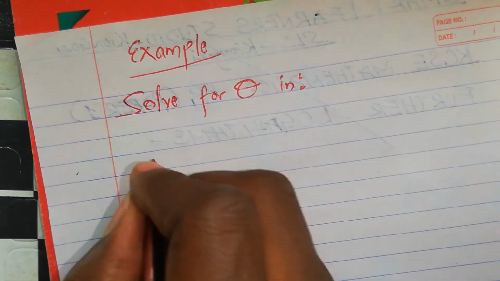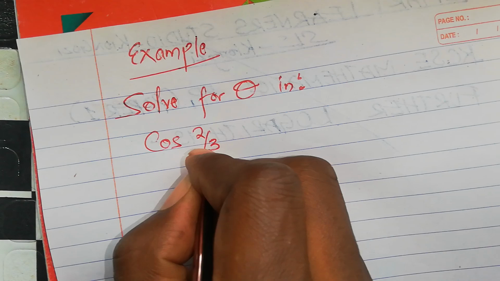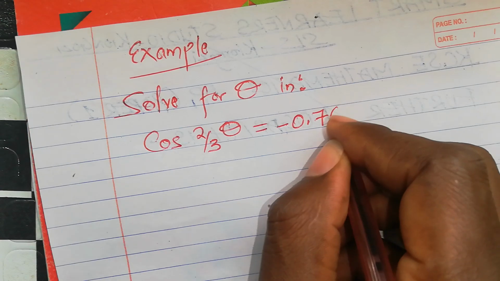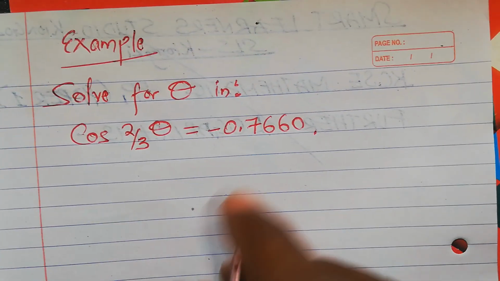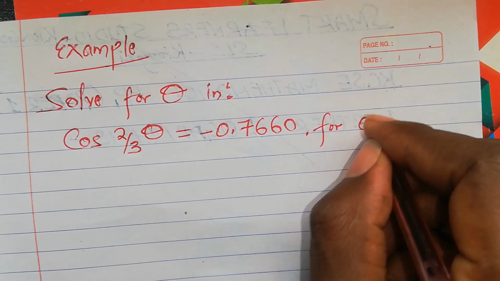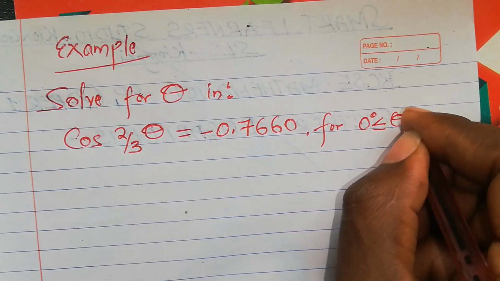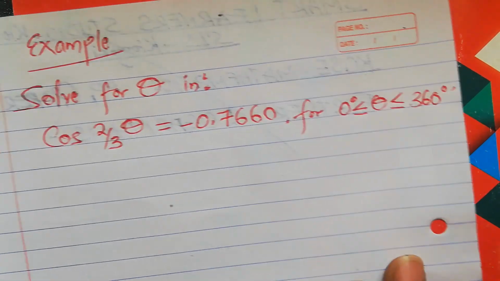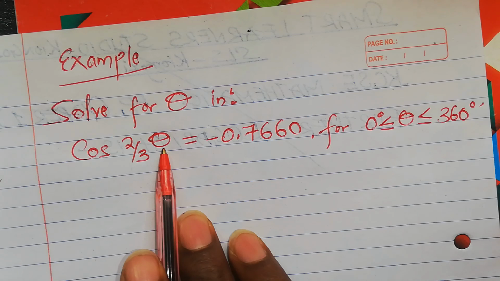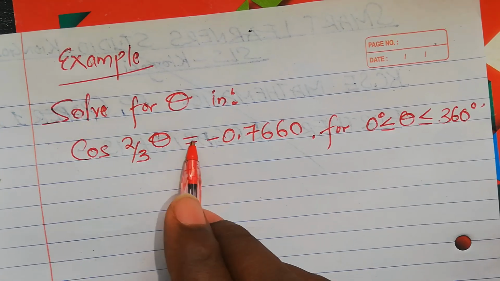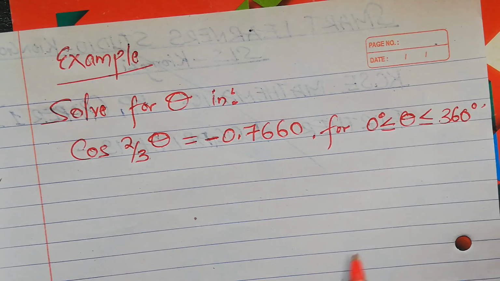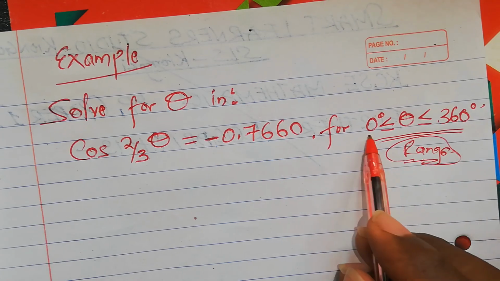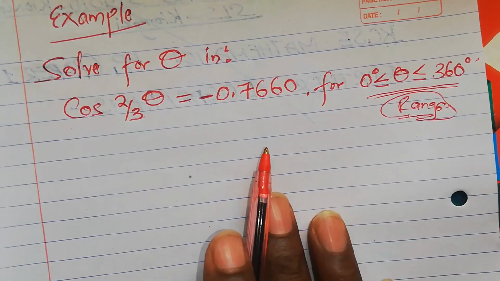You can put a colon. Cos 2/3 theta is equal to negative 0.7660 for 0 degrees is less than or equal to theta, which is less than or equal to 360 degrees. You are being told to solve for the value of theta where cos 2/3 of theta is negative. I will tell you the meaning of this negative. And this is a range, so the angles you get must all be between 0 and 360.